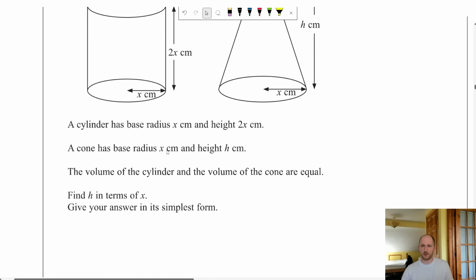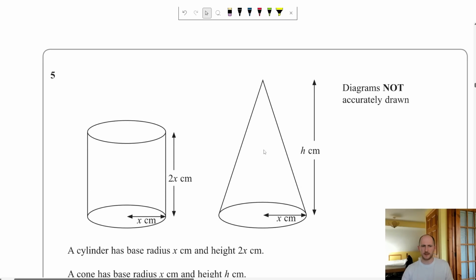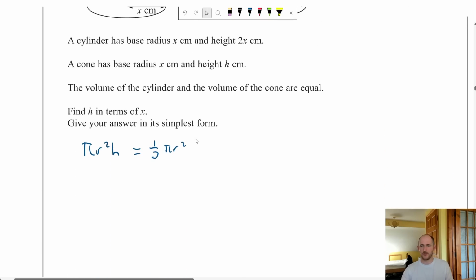But in this case, the volume of the cylinder and the cone are equal. So for the cylinder, pi r squared times h. I say times h, I mean times the height of this. And for a cone, it's a third pi r squared, but it's times the, what do I want to call it? Times h as well. So, just like that.